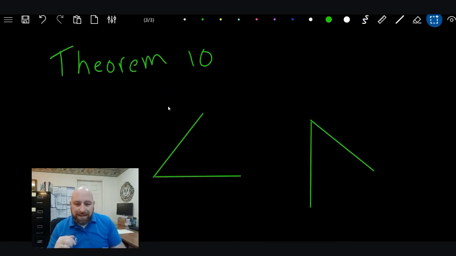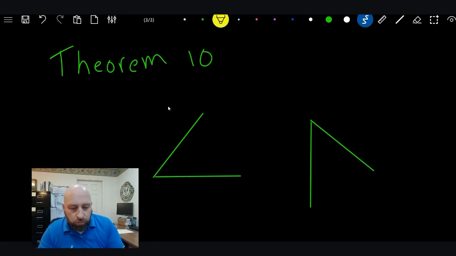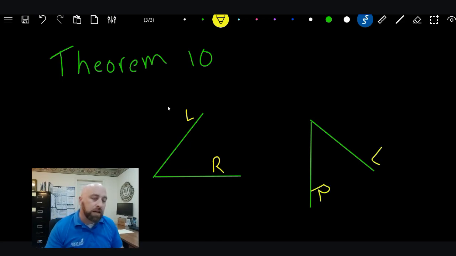Okay, Theorem 10 says, if two angles have their sides perpendicular, right side to right side, and left side to left side. So now we're not talking about parallel, we're talking about perpendicular. So let's first of all write the right and the left side. So this is the right side, this is the left side. Okay, so spin our heads around and look at this one. This one would be the right side and this one would be the left side.